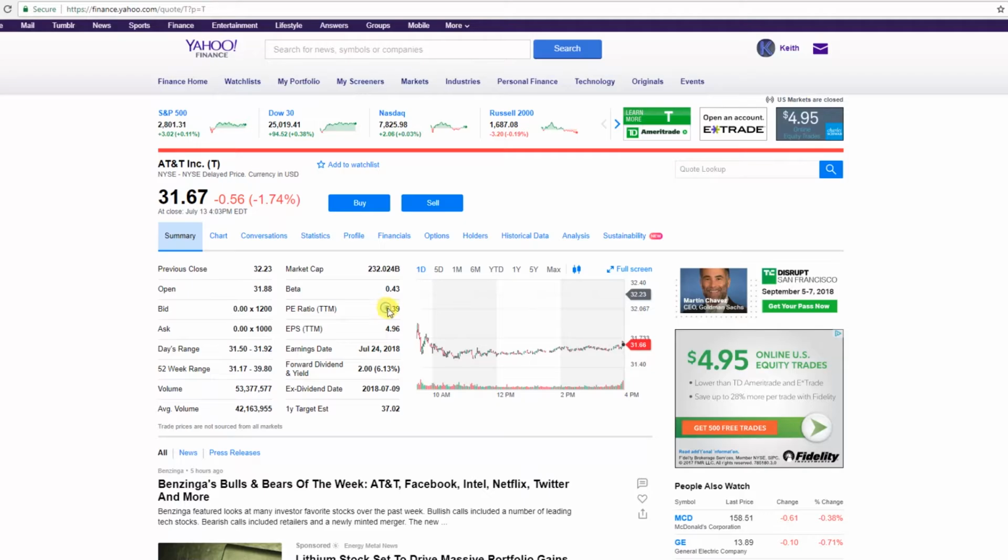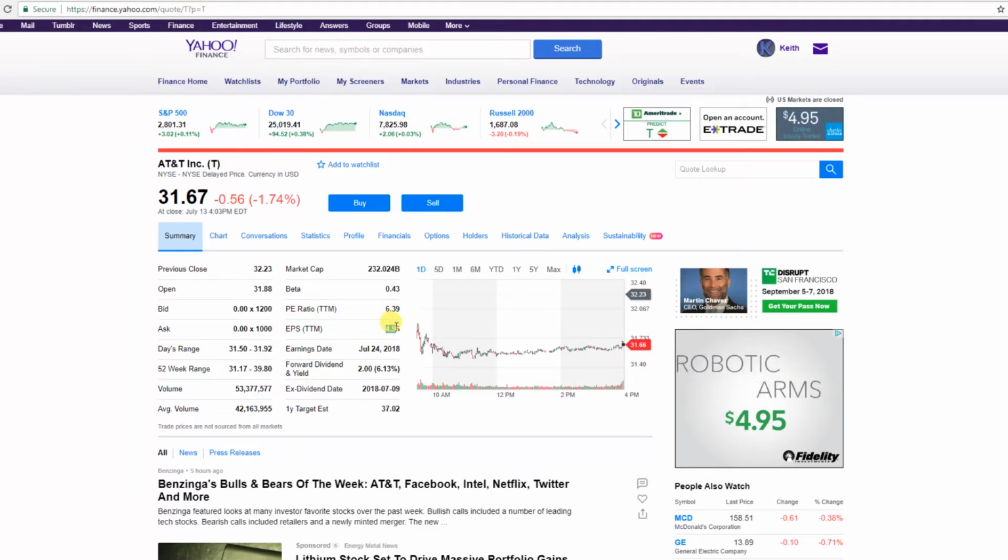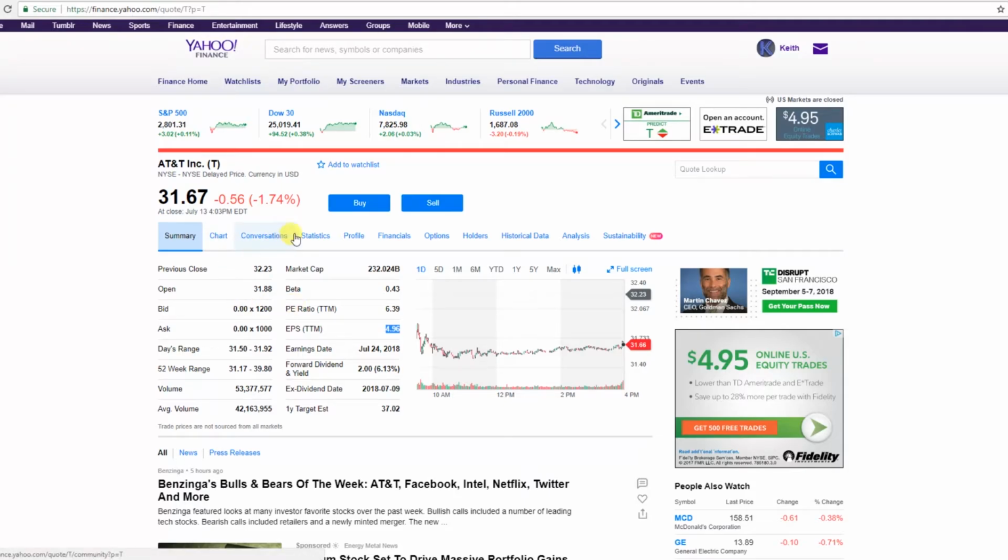So that means you pay $6.39 for $1 in profits, and then earnings per share means how much earnings you get per each share. So you get $4.95. It's not that bad. That's just so you see.